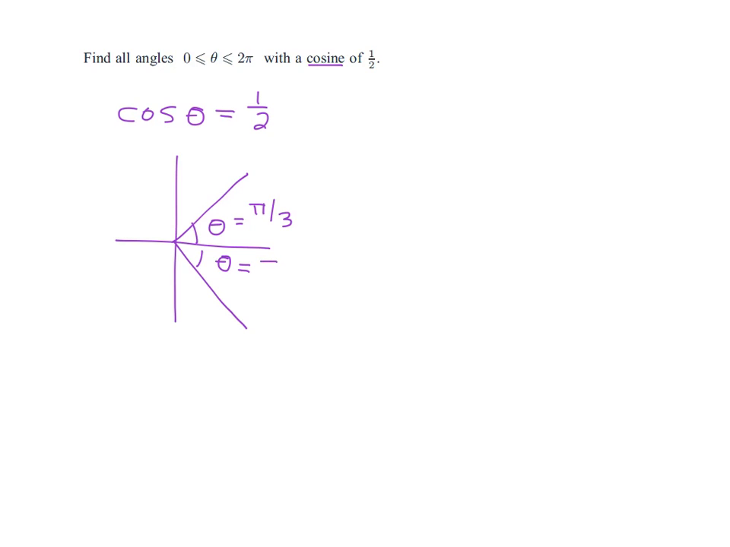This then is pi over 3 as well, but negative because it's going in a clockwise rotation. So in order to find it, starting over here all the way around, we need to subtract from 2 pi. So the angle theta must be pi over 3, and the other one must be 5 pi over 3.